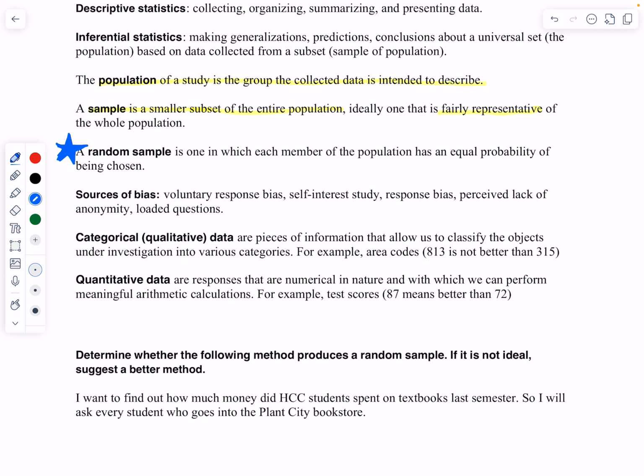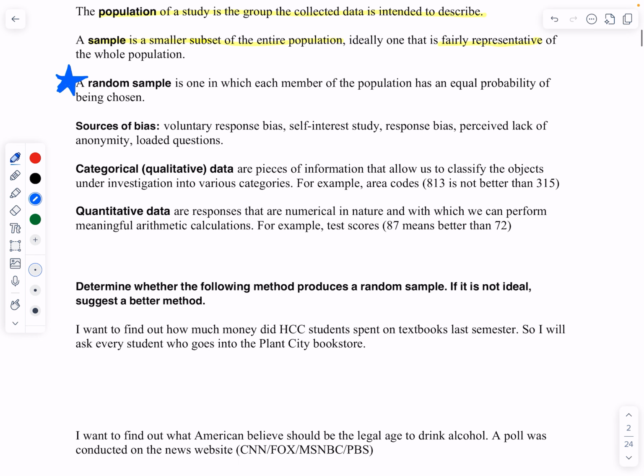Sources of bias: voluntary response bias, self-interest study, response bias, perceived lack of anonymity, and loaded questions. So biases are when the data that they're gathering is kind of set up to be in favor of the person gathering the data. For instance, if you go to Busch Gardens and they ask you, hey, did you have a fun time here? Well, that's not a good representation of the general public. It's just representative of the people that go to Busch Gardens. So there's a bias built in there.